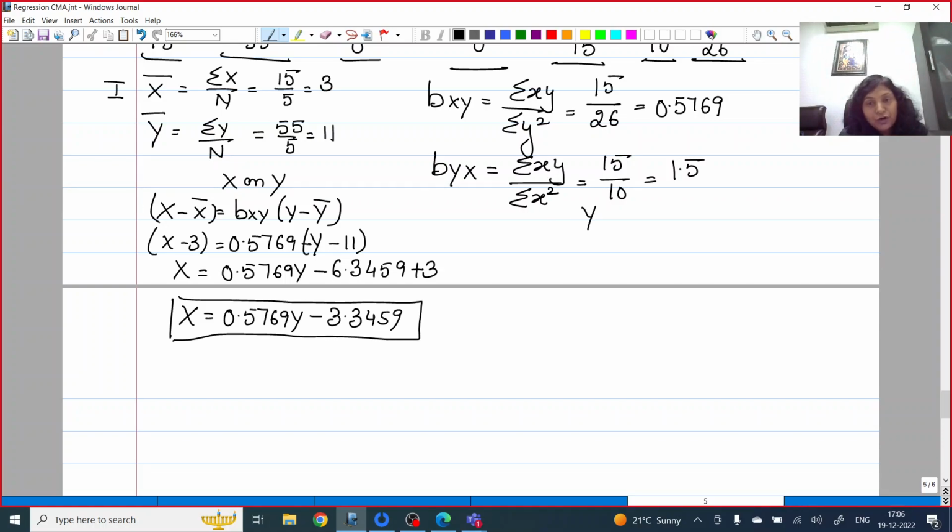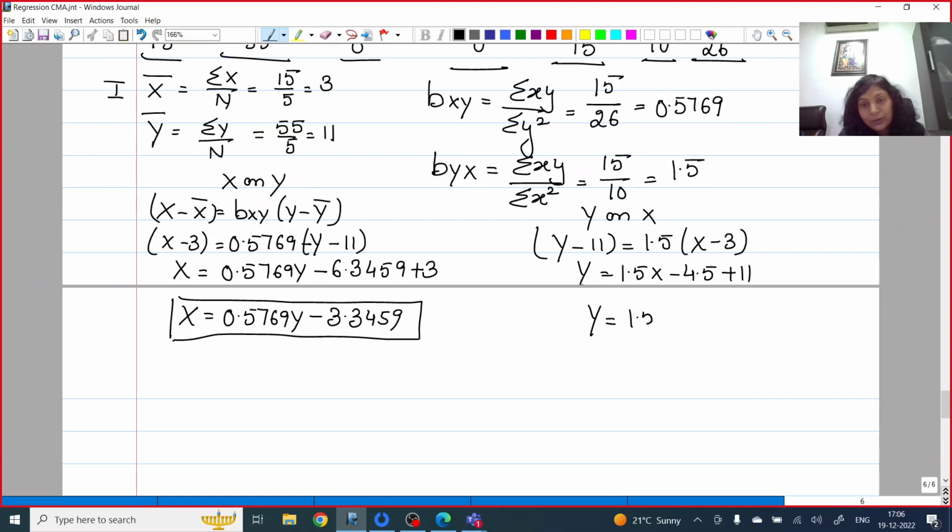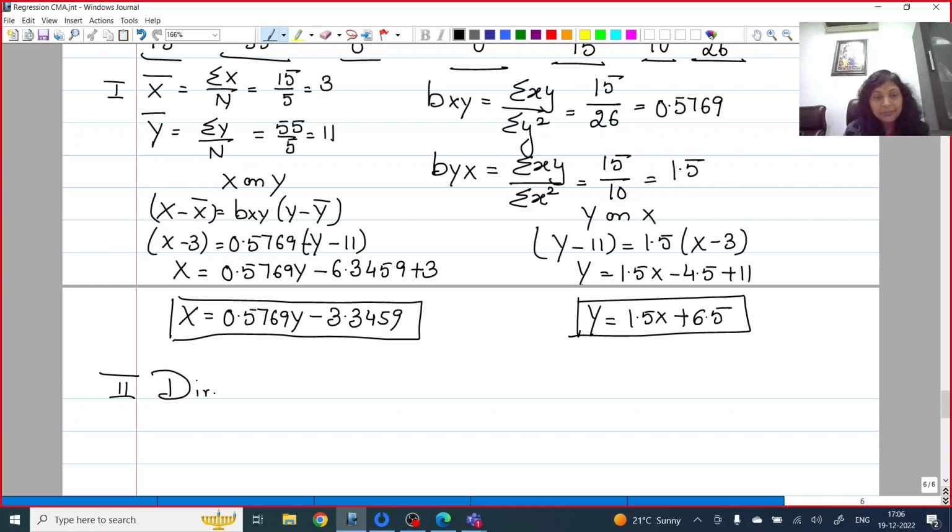Now if I want to formulate y on x, then y minus y mean equals byx times x minus x mean. So y equals 1.5x minus 4.5 plus 11. So y equals 1.5x plus 6.5. This is my equation. This is how we can formulate equations on the basis of the actual mean method. So this is my first method. Now we'll move to the second method. The second method is the direct method.